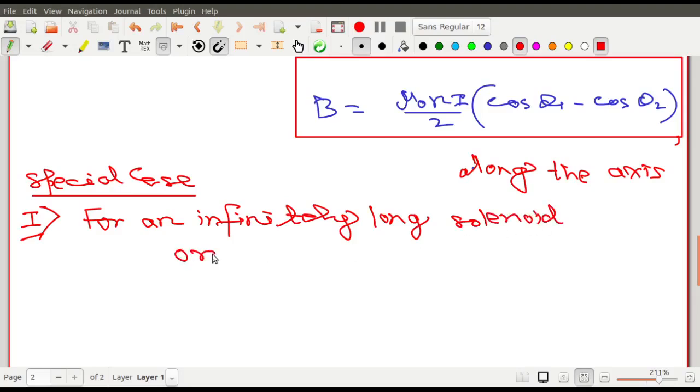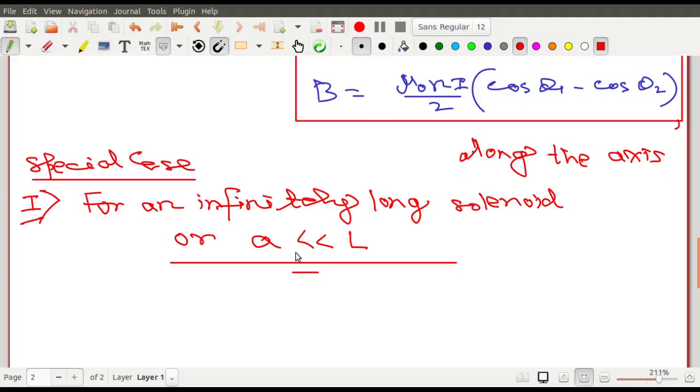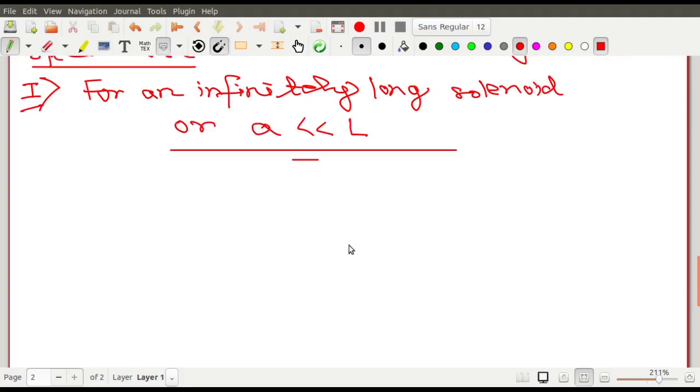or when a is less than L, where a is the radius and L is the length of the solenoid. There are two cases. One is when L is very large, the length of the solenoid is very large, or the other case is when the radius of the solenoid is very small in comparison to the length. Under that circumstance, let us see what happens.